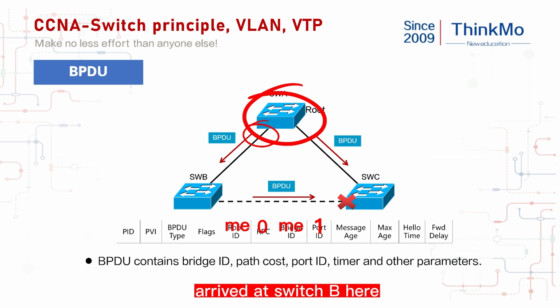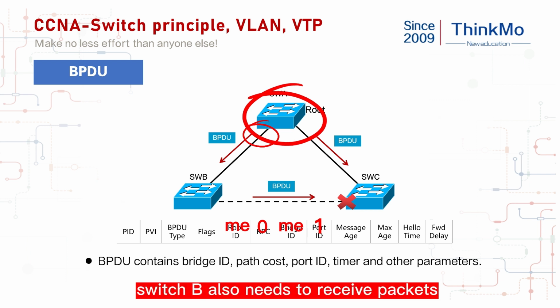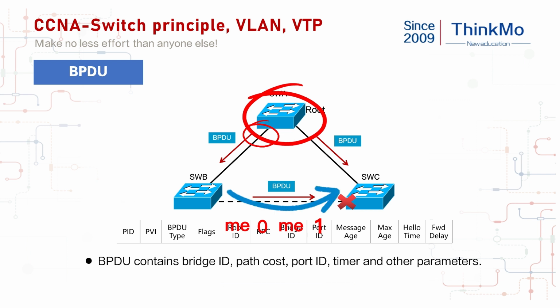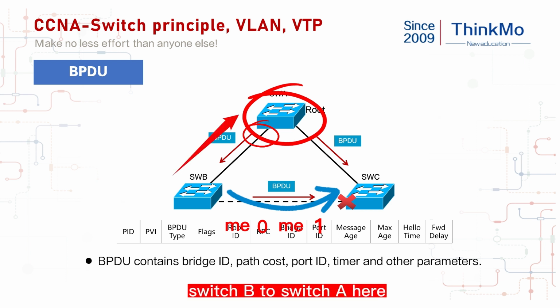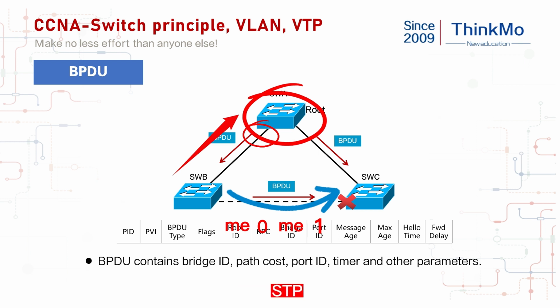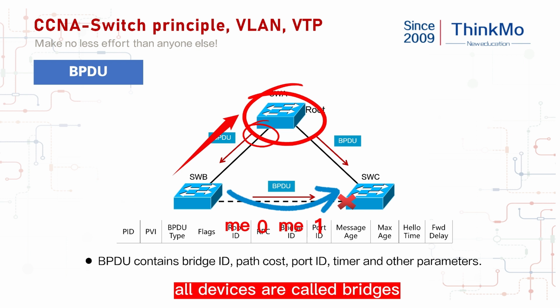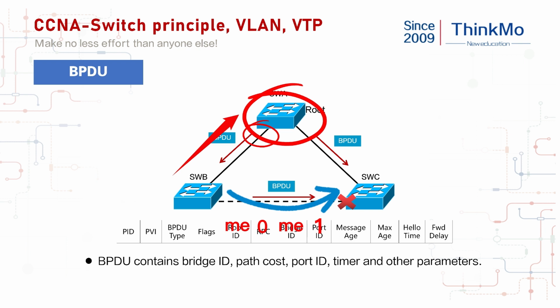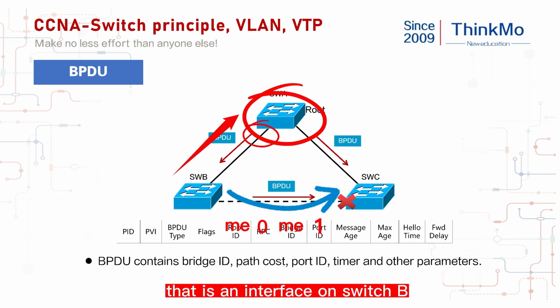It arrived at switch B here. Switch B also needs to receive the packets and send them down. In the message sent by switch B, the root ID is still switch A. This parameter will not change. RPC will describe the distance from switch B to switch A. After that, the bridge ID will be changed to itself. This is your own bridge ID. In the whole STP, all devices are called bridges. So it describes itself, and this port ID is its own, that is, an interface on switch B.